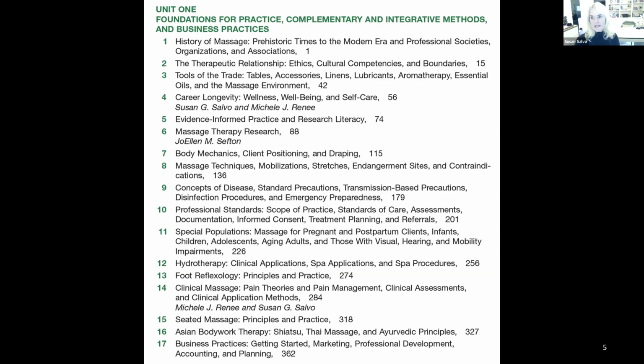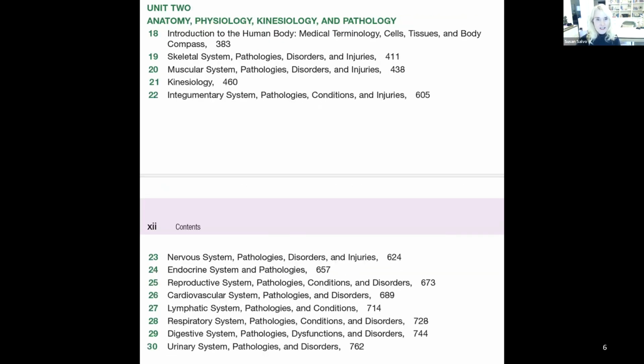There's seated massage, this is massage in a seated position. So people call it chair massage, but you're not massaging the chair, ha ha. And then the business practices, getting started, marketing, professional development, and accounting and planning. So this is unit 1, it's all about massage and professional practice.